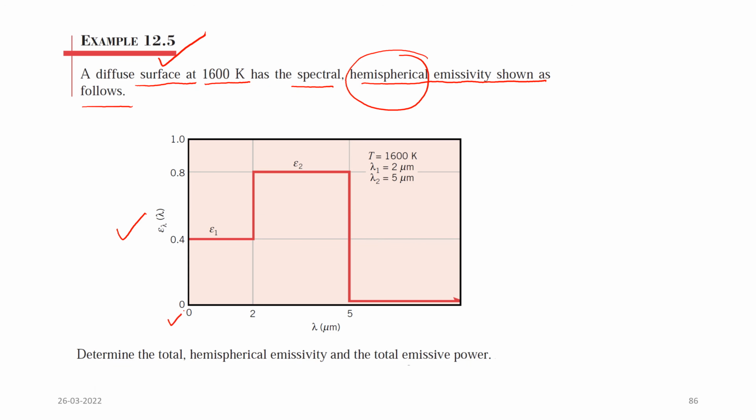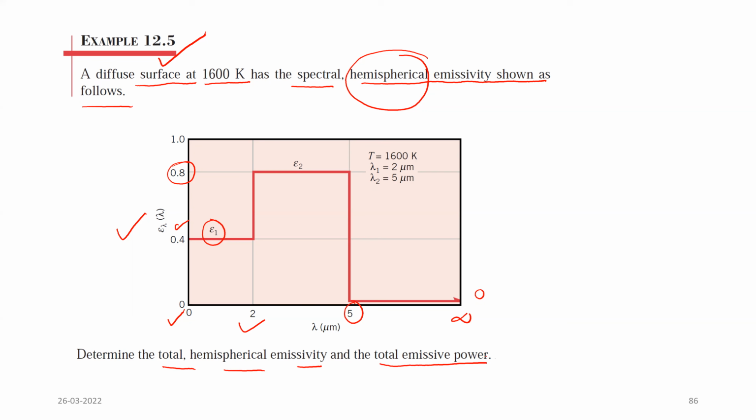So from 0 value of lambda to 2 microns, the value is epsilon 1, which is actually 0.4. From 2 to 5 microns, the value of emissivity is 0.8. And from 5 to, let us say, infinity, the value is equal to 0. So emissivity in the range of 5 to infinite wavelength is 0. We have been asked to calculate the total hemispherical emissivity and the total emissive power.